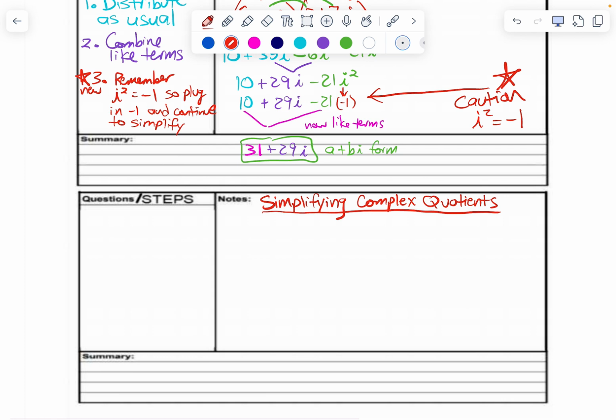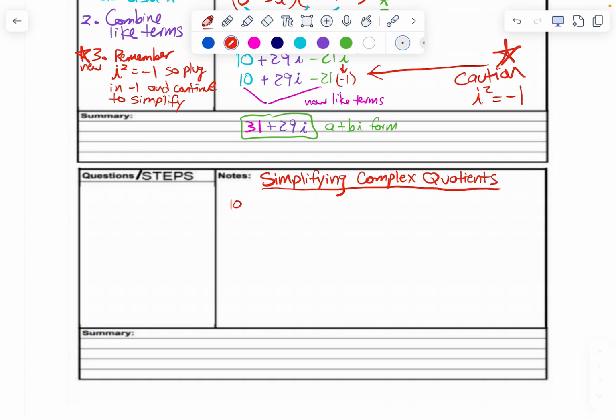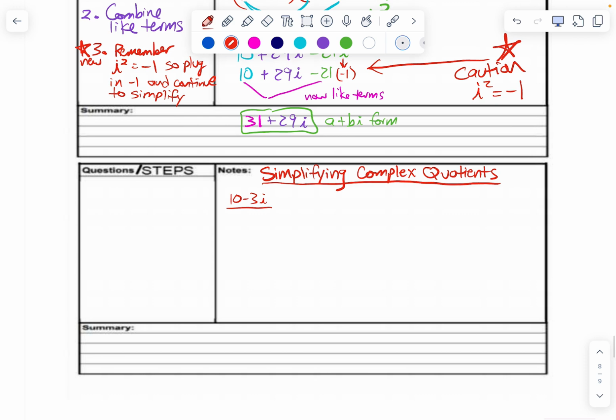Okay. It's okay. All right. Everybody got what you need. So we're going to go 10 minus 3i over 2 plus 7i. How many complex numbers is that? That's 2, right? One on top of another, that's just 2.